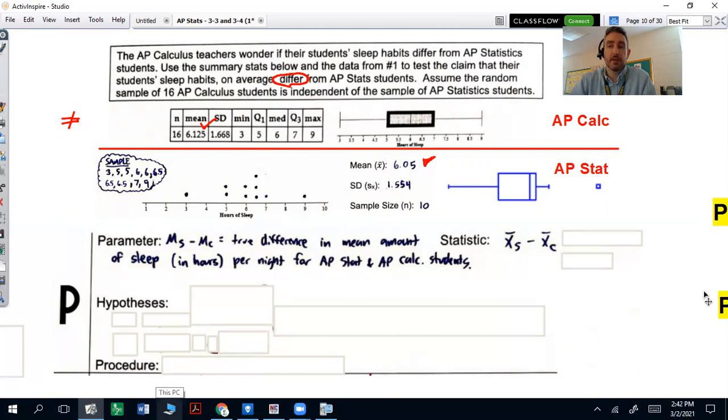Crunch the numbers, pause to calculate it. See if you can calculate that statistic, the sample mean of statistics amount of sleep hours minus the sample mean of calculus amount of sleep hours. You should have gotten a negative number, so negative 0.075.